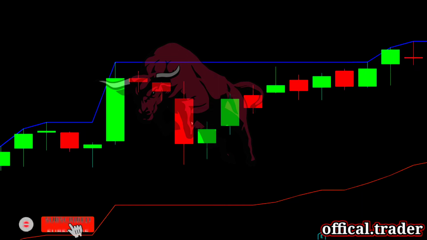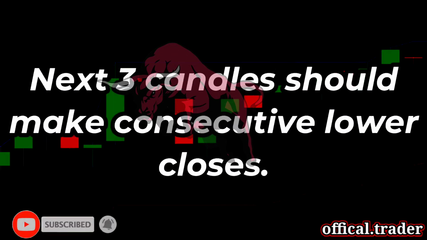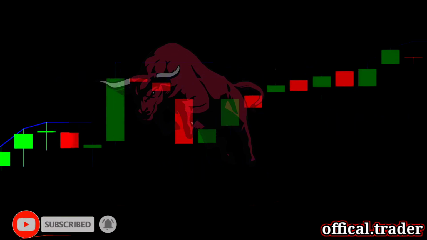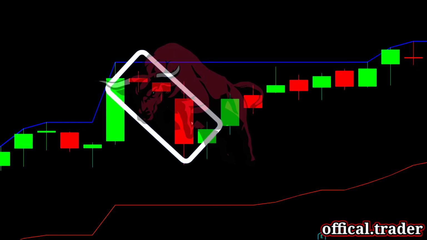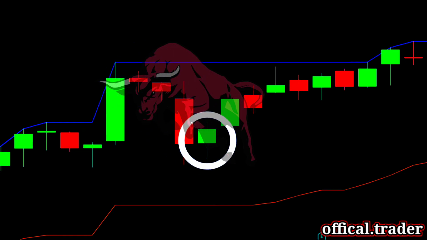After the 40-day high, we want the next 3 candles to make consecutive lower closes. This means that we want the close price of each day to be below the close of the previous day, for 3 consecutive candles. Then on the 4th day, we want the price to close above the close of the previous day. This will show that the price has successfully made a short pullback after making a new high.